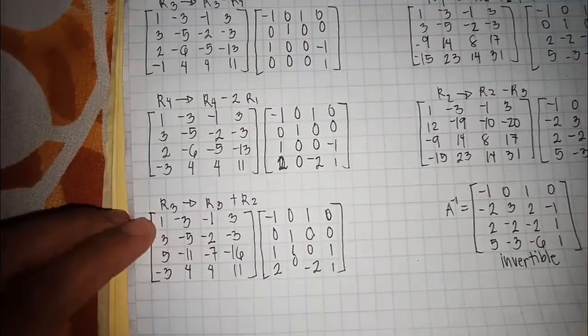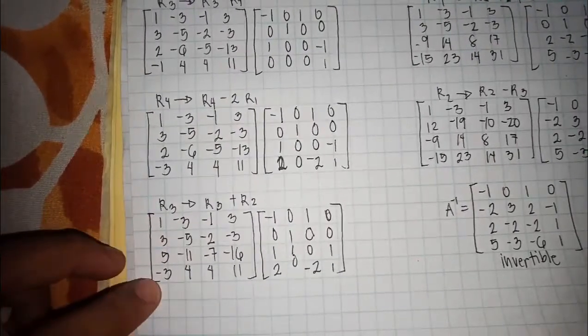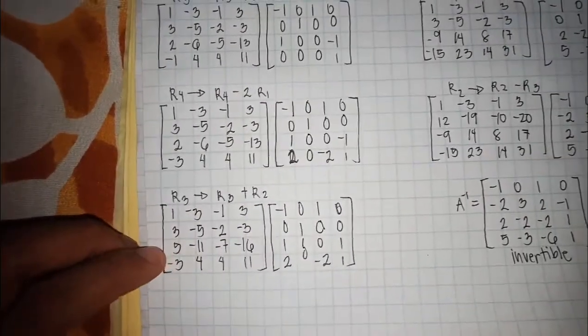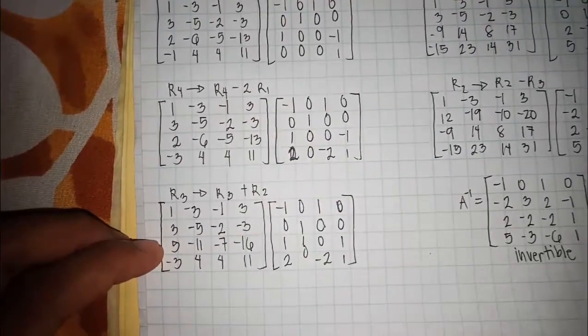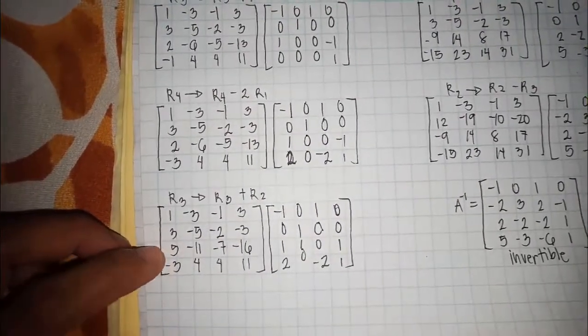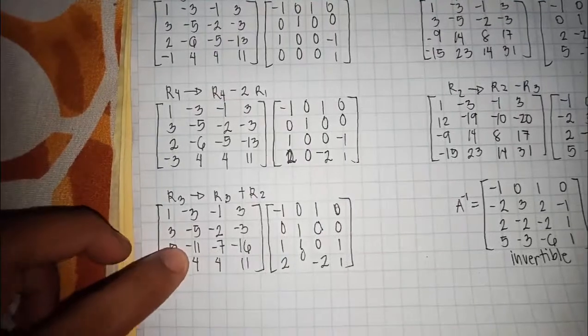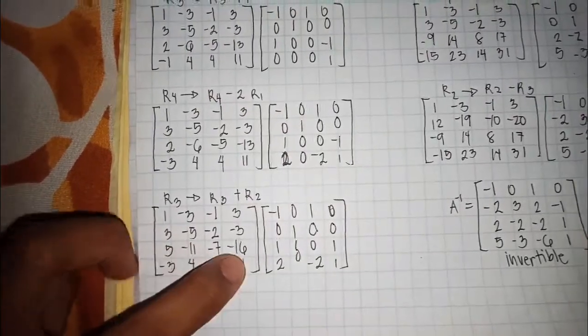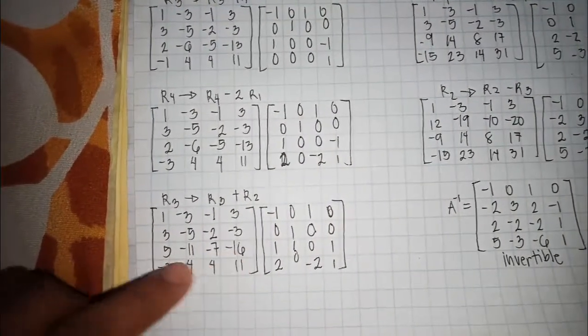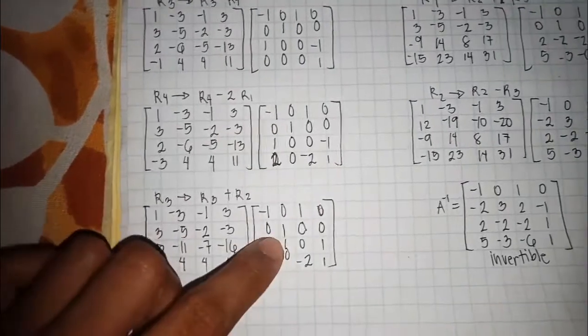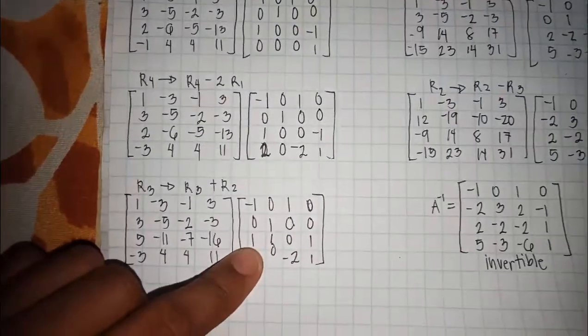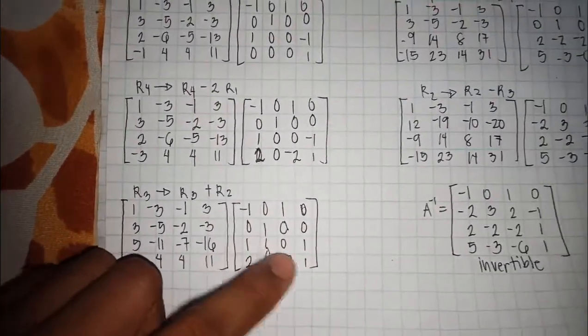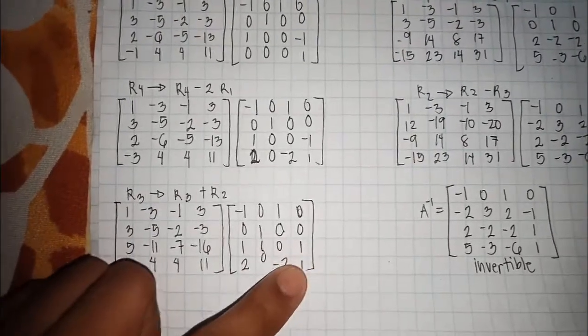We need to list the R1, R2, and R4 and get the R3. And we have 5, negative 11, negative 7, negative 16 in R3. And on the other side, we have positive 1, 1, 0, and 1.